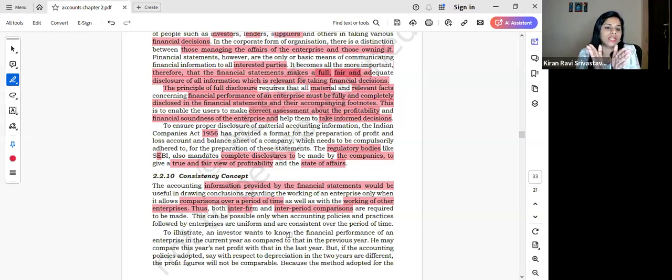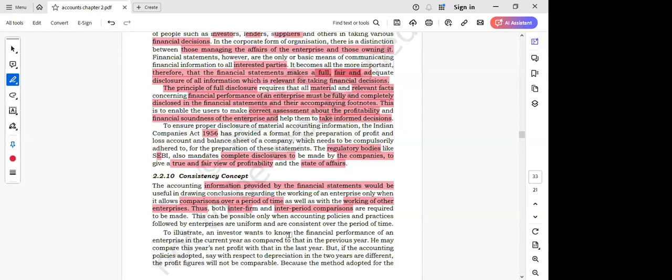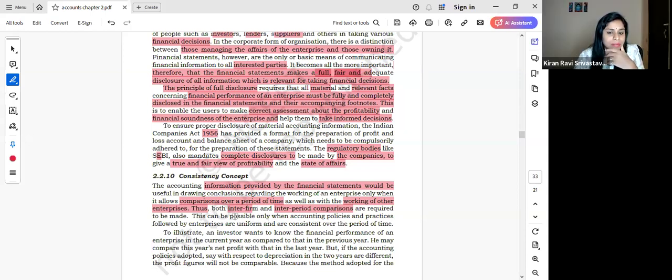For example, you see the report card of your standard 10th and compare it with the report card of standard 9 to see the difference of marks in various subjects. That is inter-period. But when you compare your report card with your friend's report card, it becomes inter-firm. Got it? In simple words. So it says the firm should be able to do both inter-firm and inter-period comparisons. This is possible only when accounting policies and practices followed by the enterprises are uniform and consistent over the period of time.